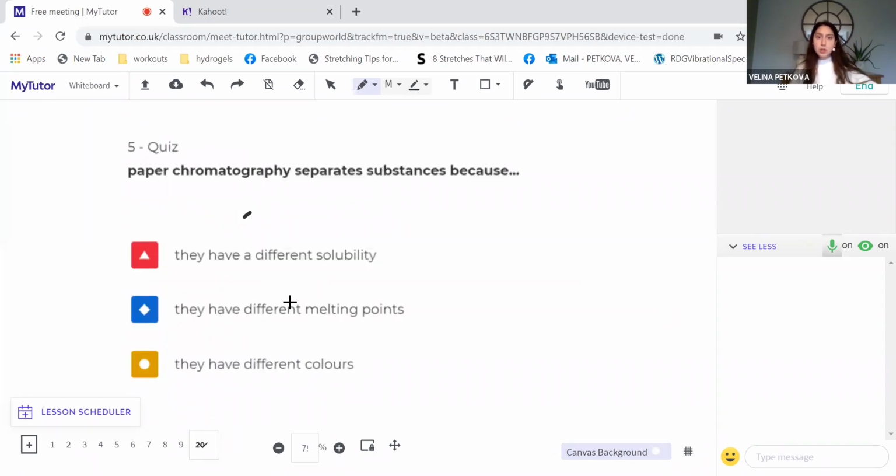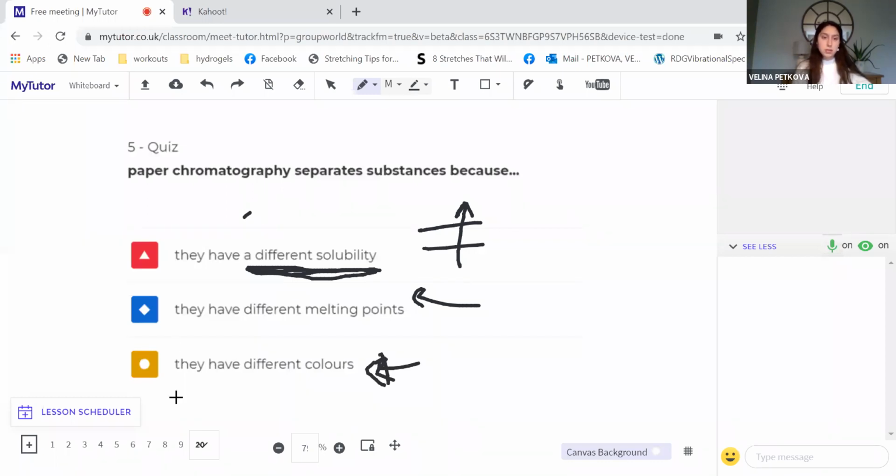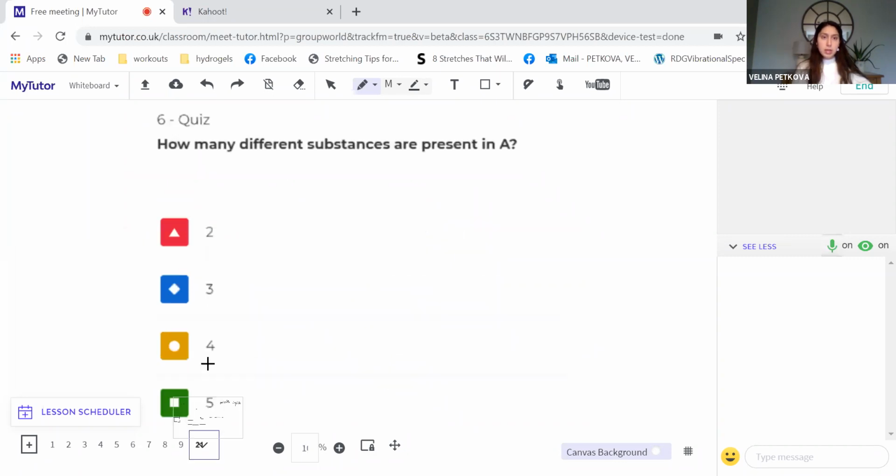So paper chromatography can separate substances because of their different solubility in the solvent that runs up the paper, okay? Of course, that's what carries them through the paper, and based on their solubilities, they travel to different lengths on the paper. So we don't look at melting points in this case, and they might have different colors, but we don't separate them because they have different colors.